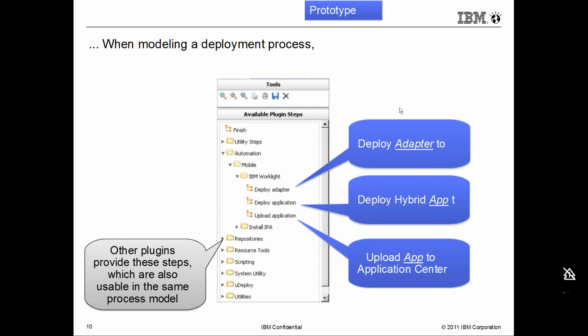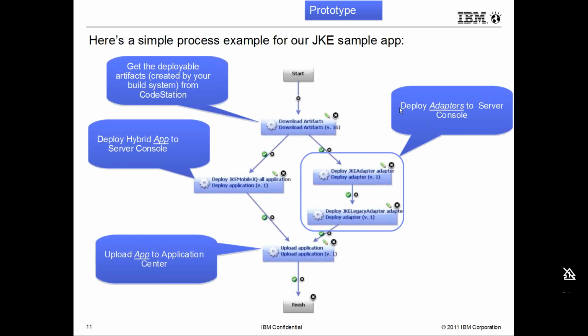If you see in this particular snapshot, you have different steps available. For example, deploying an application to IBM's Worklight. You can start with deploying an adapter, deploying a hybrid application, and uploading the application to the application center. These things are easily drag and drop. You can drag and drop things onto your process designer, and you can define that it should deploy this particular software onto this environment. Let me come to the next slide.